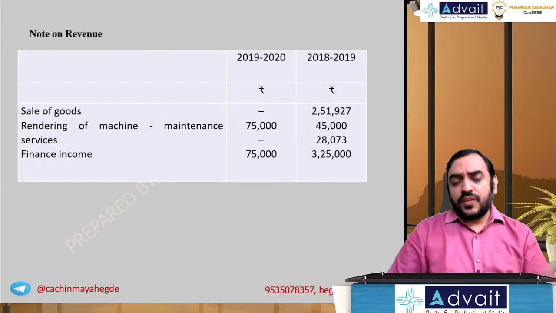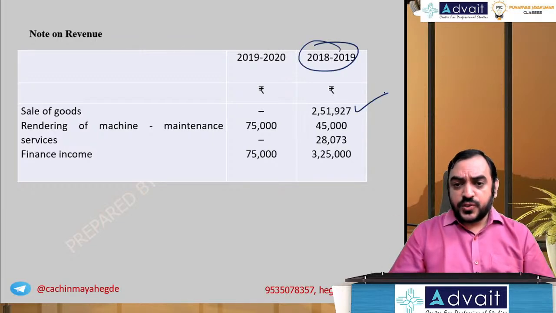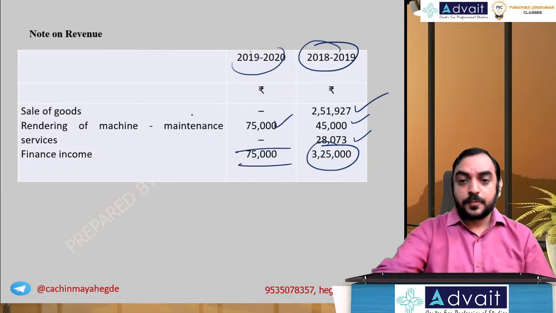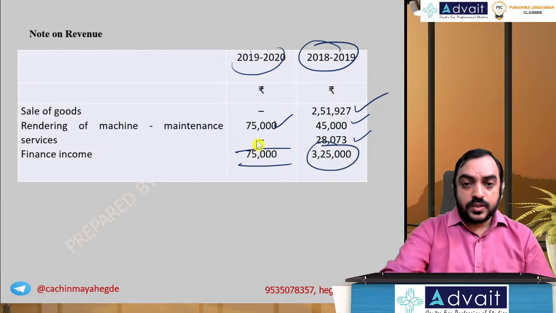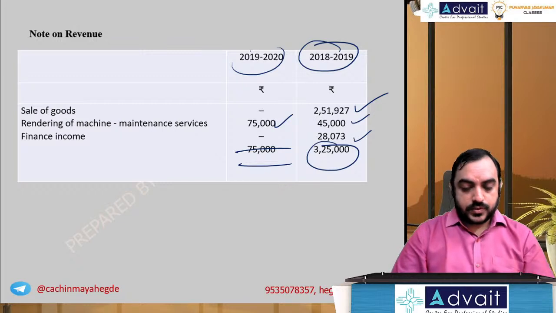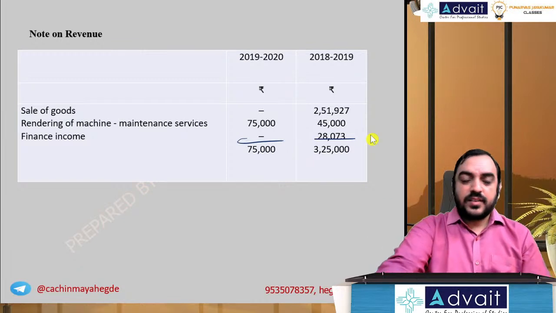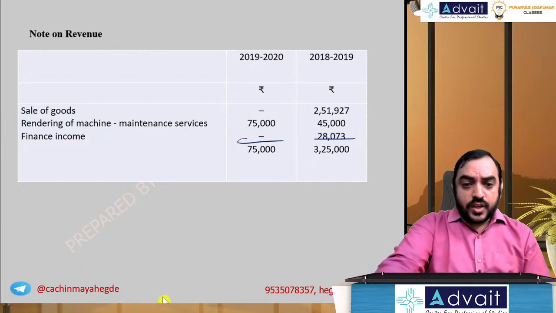Then we have the notes to revenue they've asked. Just the breakup. 18-19: sale of goods 2,51,923, rendering of services 45,000, then finance income 28,073, total 3,25,000. And 19-20 only has one, which is rendering of the second service, total 75,000. Finance income nothing. This is the total actually. This should come a little bit below. So yes, now it makes sense. Yeah, total. This is just again a breakup. Nothing else to discuss much here. Okay, let us move on.